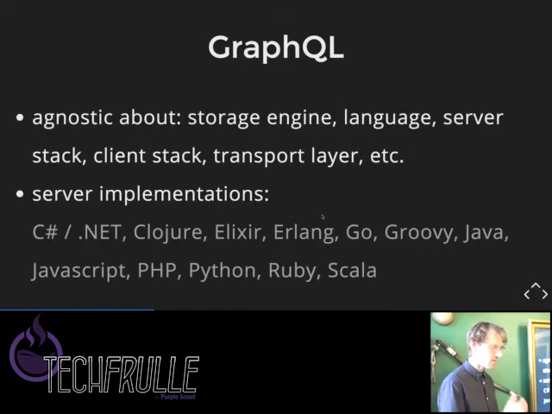So to rehash, GraphQL is agnostic about almost anything. It doesn't say anything about which database you're using, which language you're using, which server stack, which client stack. Basically, it's a protocol. There are different implementations for different languages. But as soon as a protocol is implemented, clients can start interacting with it. And those clients, of course, can have their own languages and own implementations.